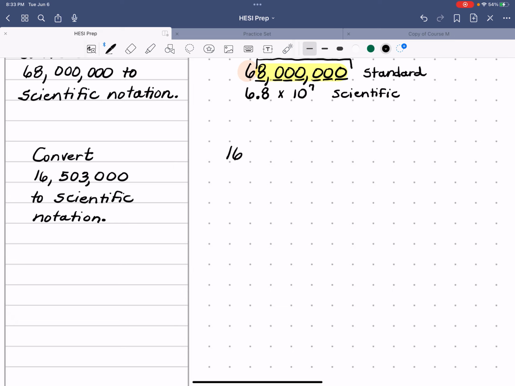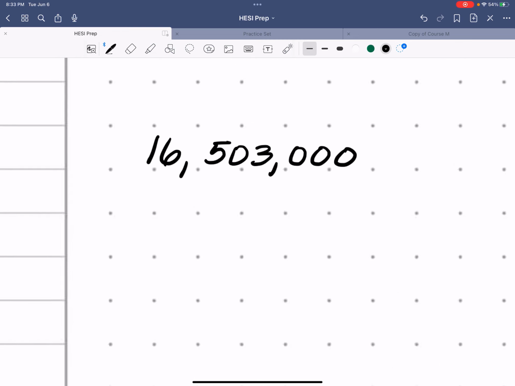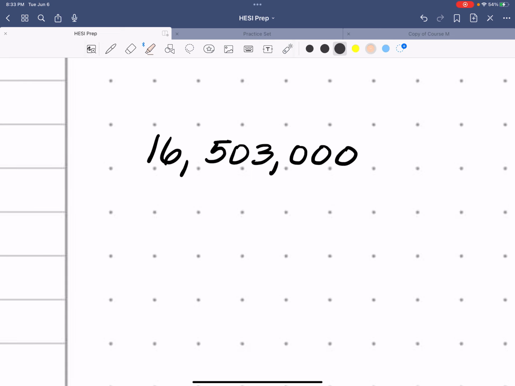So let me bring this over so we can see it. This is standard form. Did I get them all? Yes. Okay. The leader is what? Can only be the first digit. So the leader is a 1. You write it down. If all you have are zeros after that, you don't have to worry about a decimal. But we have other stuff.